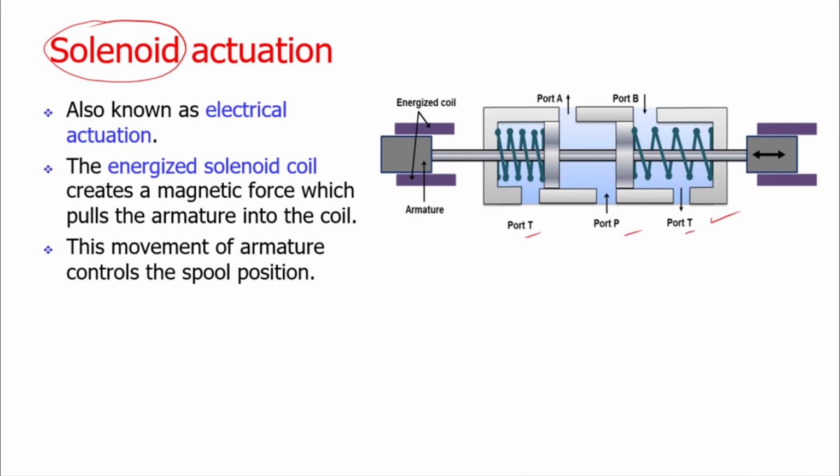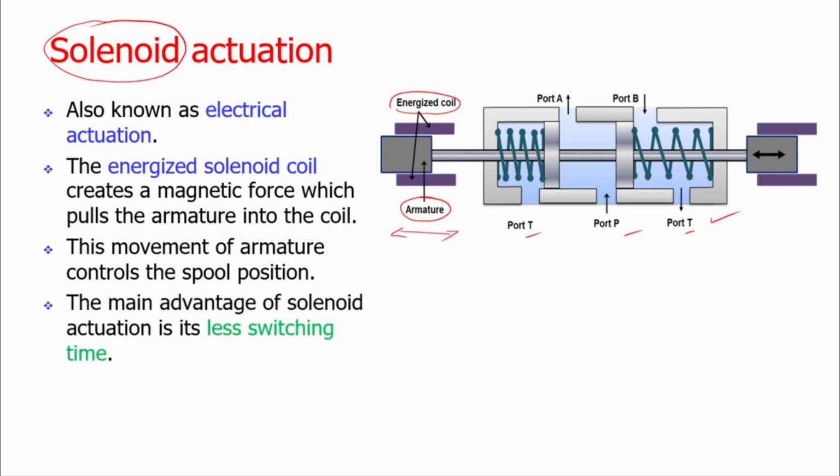The spool of the valve is connected to the solenoid actuation system, and the solenoid actuation system has an armature, and this armature is placed inside an energized coil. So we are applying the electrical energy to the coil. The coil is generating electromagnetic force, and that electromagnetic force is operating the armature. So the movement of the armature is based upon the formation of electromagnetic force.